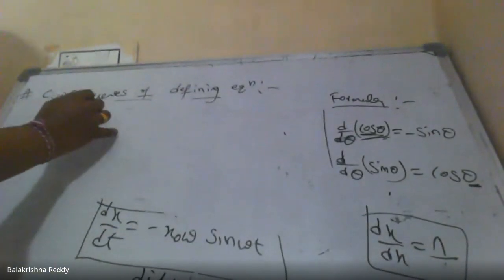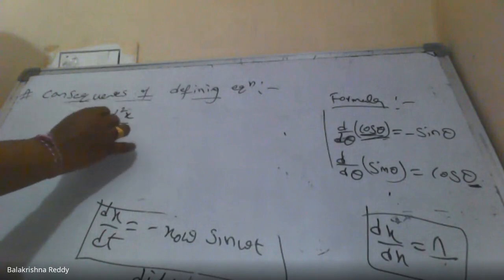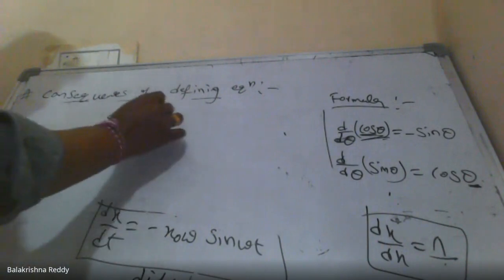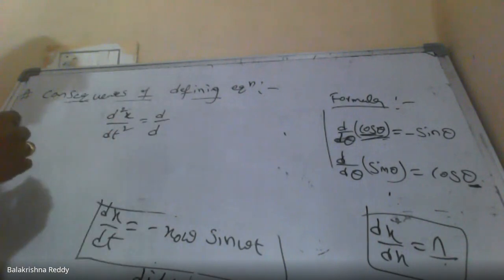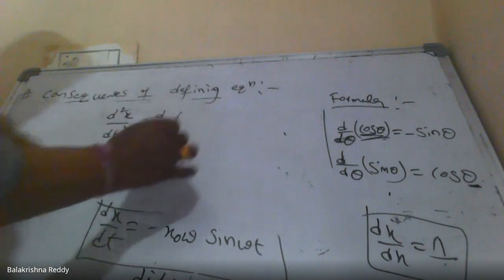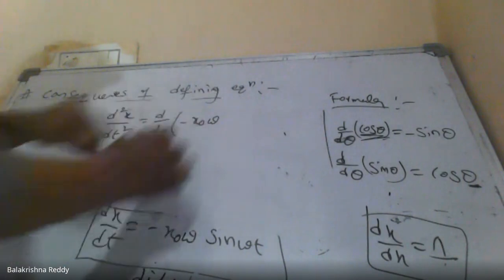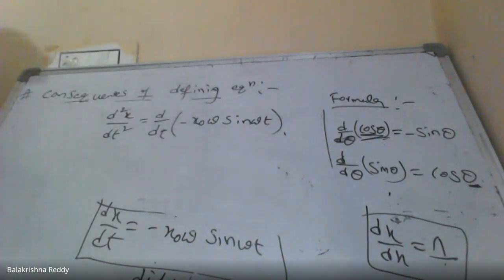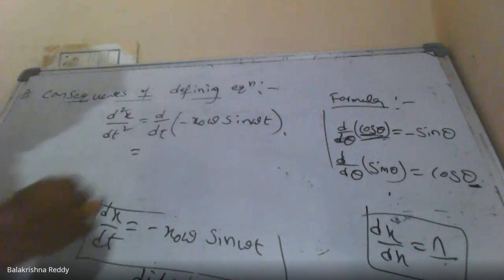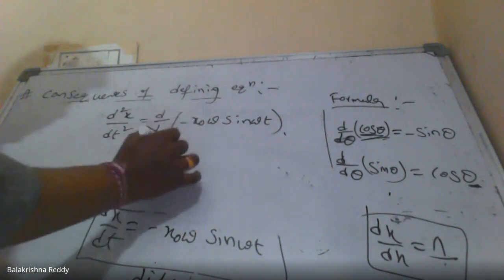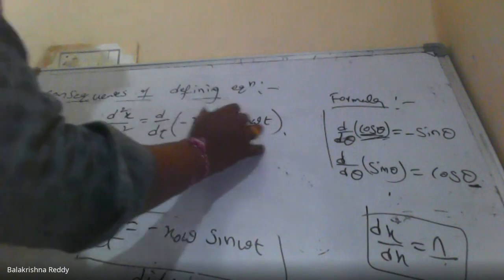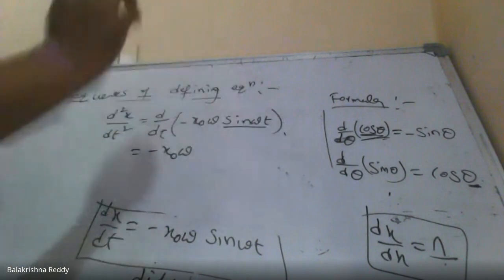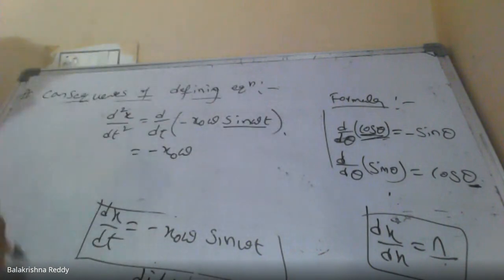If I differentiate, d square x by dt square becomes, right? I already know that dx by dt is this equation, that I am differentiating again. So minus x naught omega sine omega t, right? This equation I have written here. Now, x naught is a constant, minus I kept aside, omega also I kept aside. I can differentiate only the time function term, which has the time t, because it is the time variable.